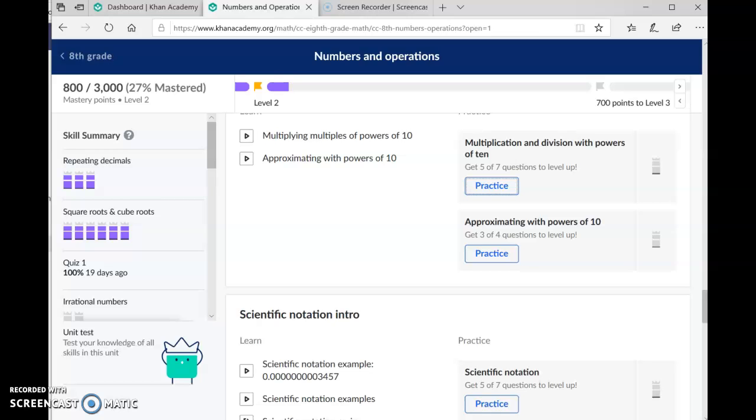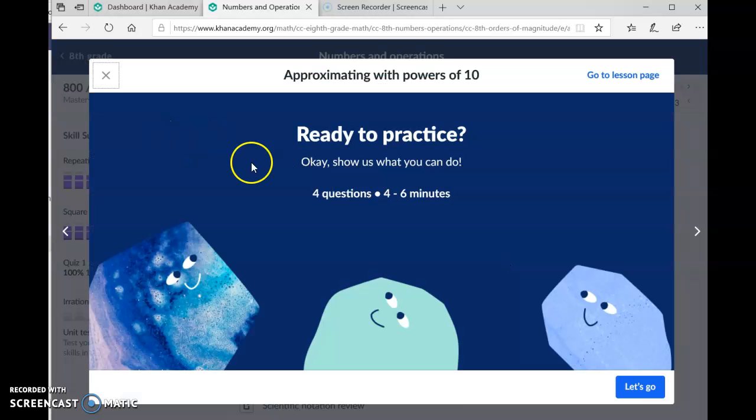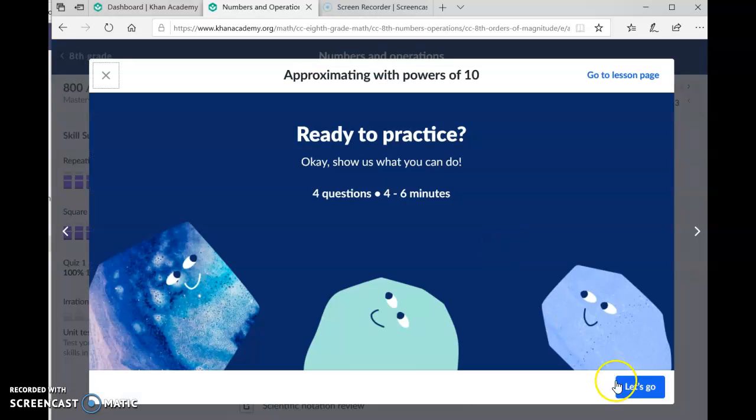All right, part 2 of scientific notation. So I just did multiplication and division with powers of 10. Now I'm going to look at approximating with powers of 10. And just a reminder, I would recommend you guys do a couple of these problems from each one of these practice assignments before you get into the quiz. So that's why I do this as well.